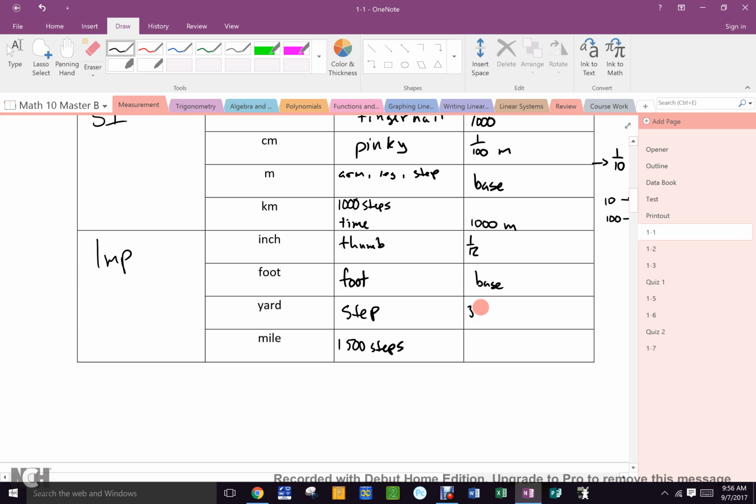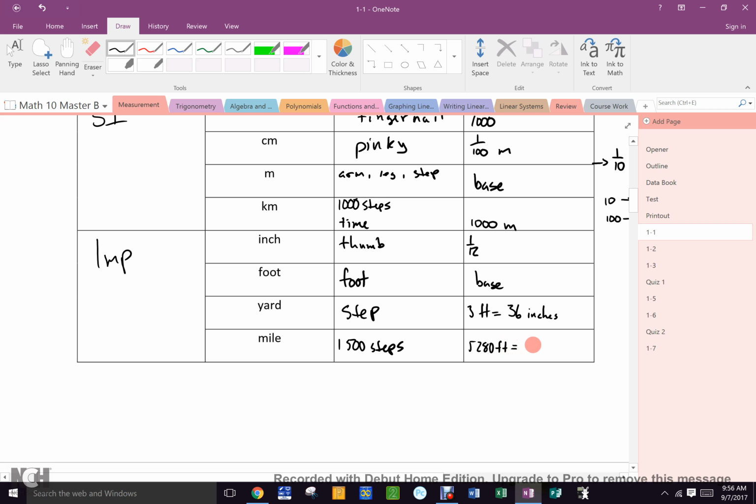3 feet. Which means there's how many inches in a yard? 36 inches. Because 36 is an easy number to work with, isn't it? Totally. What's a mile? It should be a nice, easy number, shouldn't it? Anybody know what it is? It's 5,280 feet. That's a good number, isn't it? Kilometer, 1,000 meters. Easy. Mile, I don't know.